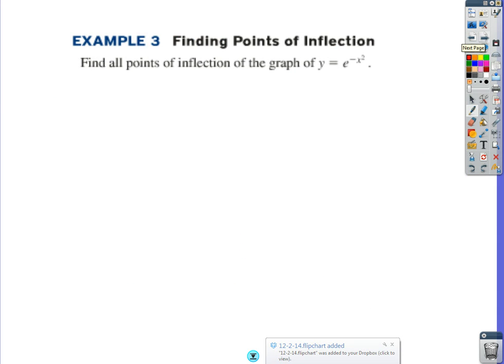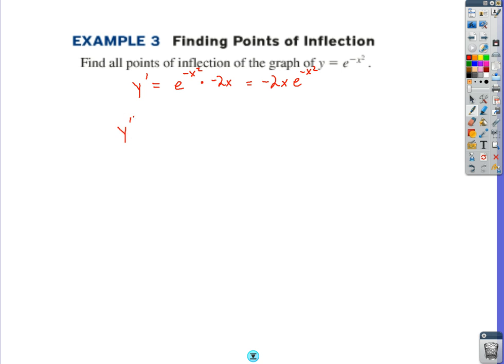Next. So when I'm finding points of inflection, I want to find all points of inflection on the graph y equals e to the negative x squared. Again, what I need to do is go find y prime. Here's my chain rule. The derivative of e to the something is e to the something again, times the derivative of that something, which will be negative 2x. And I can rewrite that as negative 2x e to the negative x squared.